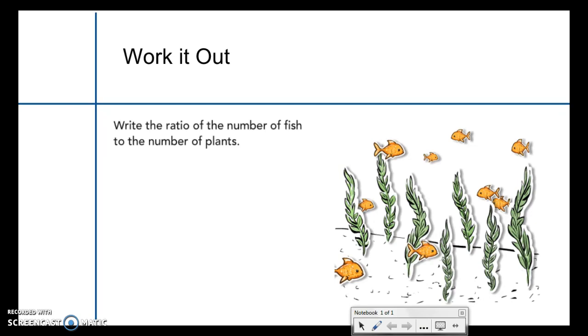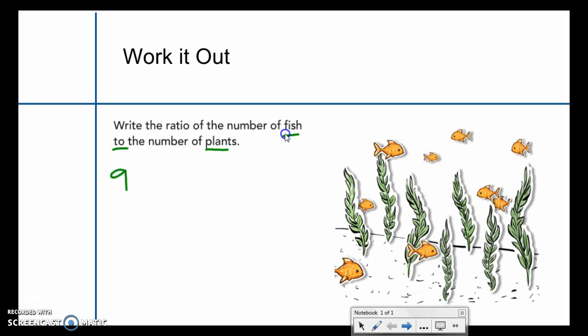So here in this situation, we're going to write the ratio of the number of fish to the number of plants. So again, you're going to count the number of plants you have and the number of fish. Since they say fish first, before they say plants, or we're comparing the fish to the plants, the number of fish is going to go first.